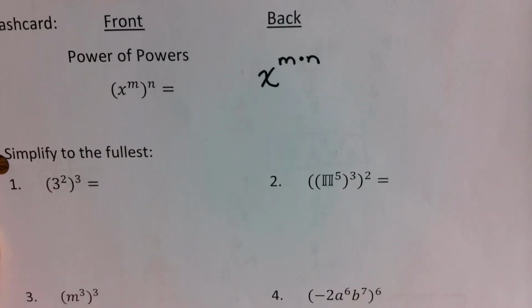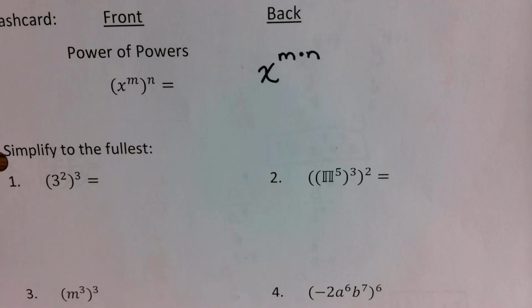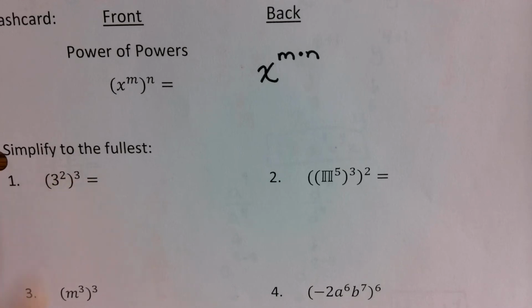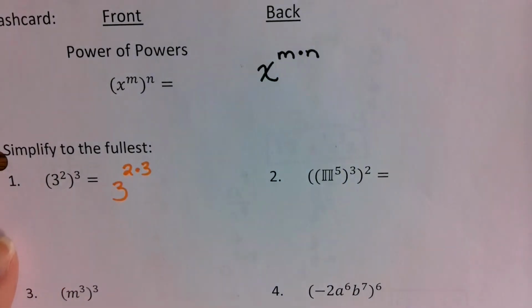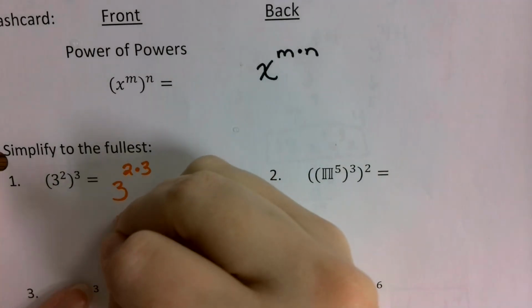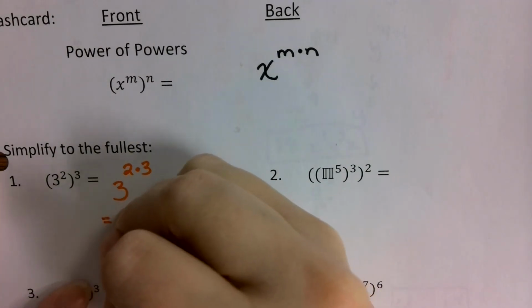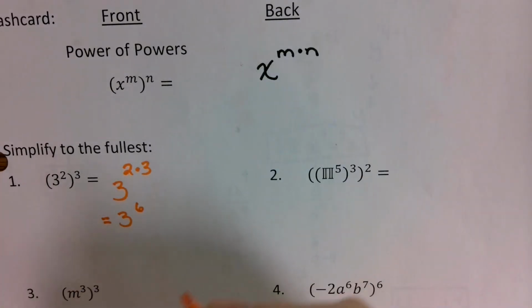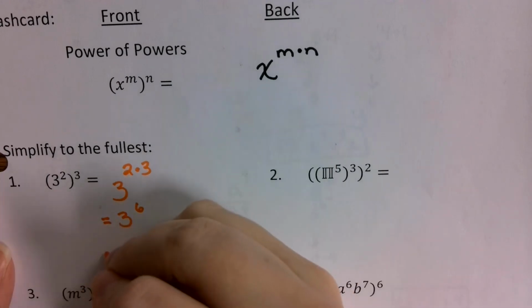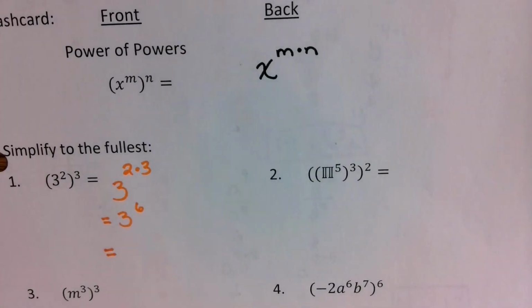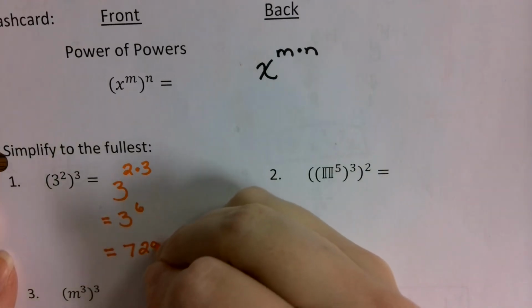All right, so let's take a look at some of these examples. We want to go ahead and simplify as far as we possibly can. So if we have 3 to the second raised to the third power, then all we're doing is keeping that base and multiplying these exponents. 2 times 3. What's 2 times 3? 6. So we get 3 to the 6th power. But it is a numerical value. We can go ahead and simplify it all the way. What will 3 to the 6th power give us, Armando? Very good. 729.